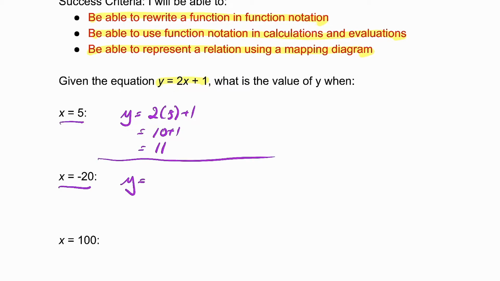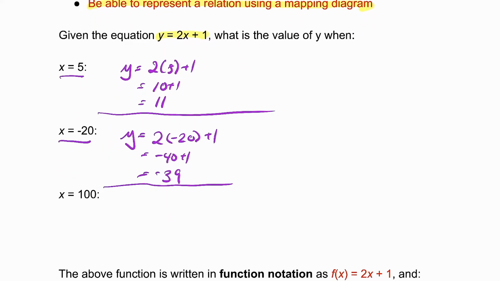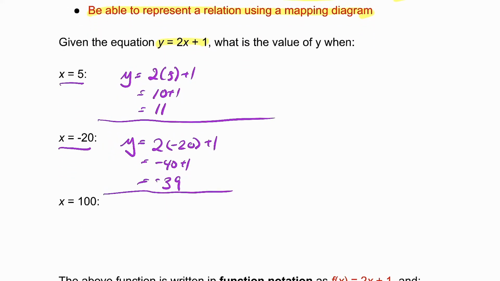Again, we'll say y is equal to 2, and we plug in negative 20 for x, so 2 times negative 20 plus 1, that's minus 40 plus 1, which is minus 39. And the last example is x equals 100. Here we will say again y is equal to 2 times 100 plus 1, so that's 200 plus 1, which is 201. So again, the math is not new, and in fact I would argue the math here is not hard.